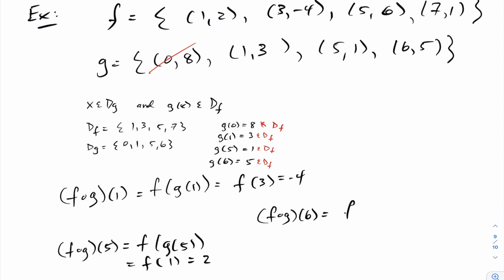Continuing on here, we have f acting on g at 6. Well, g at 6 is going to be equal to 5. Now when f acts on 5, we have the output is a 6. So f composite g acting on 6 is 6. F composite g acting on 5 is 2. And f composite g acting on 1 is -4.